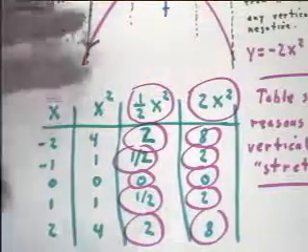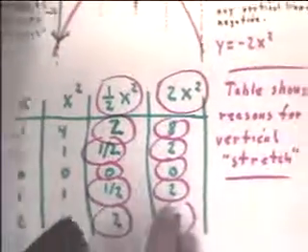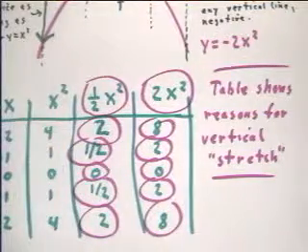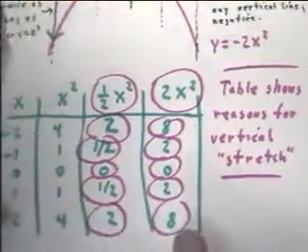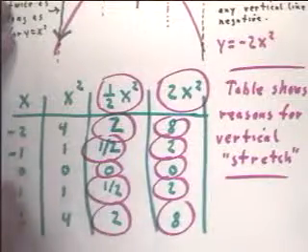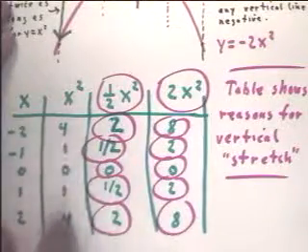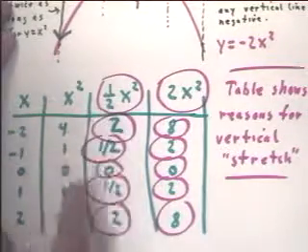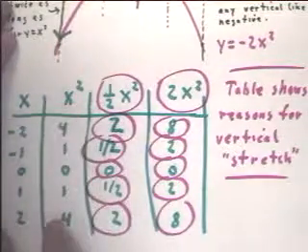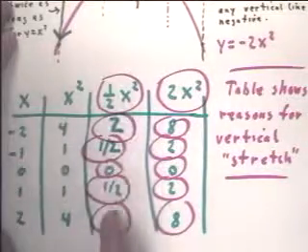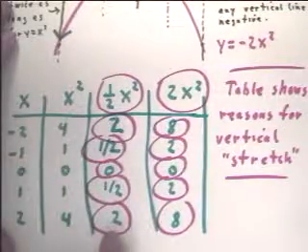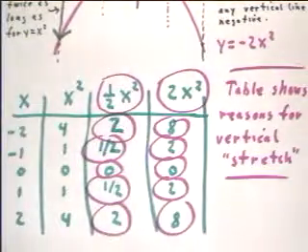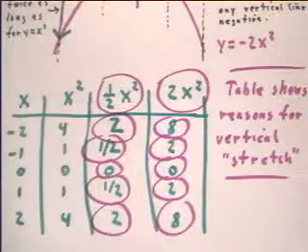Another way of looking at where this vertical stretching comes from is from the table. If x takes values -2, -1, 0, 1, 2, then x squared will have these values, as you can easily verify, so that 1/2 x squared will have half of each of these values. That again makes it twice as close to the x-axis. 2x squared, of course, has double each of these values, making it twice as far from the x-axis.